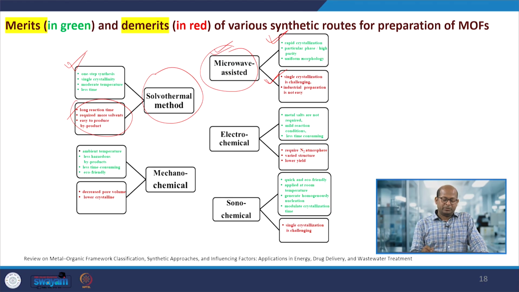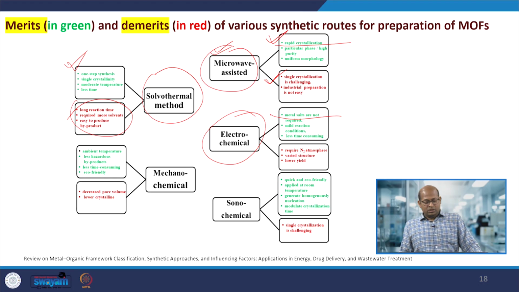And the microwave-assisted method has rapid crystallization; the time required is very short, that is the main advantage. And in electrochemical methods, metal salts are not required; here we use metal electrodes. So that is the advantage: instead of any inorganic precursors, we can directly use metal electrodes, which will be dissolved during the reaction. But the product yield in this process would be very low. So that is the disadvantage.